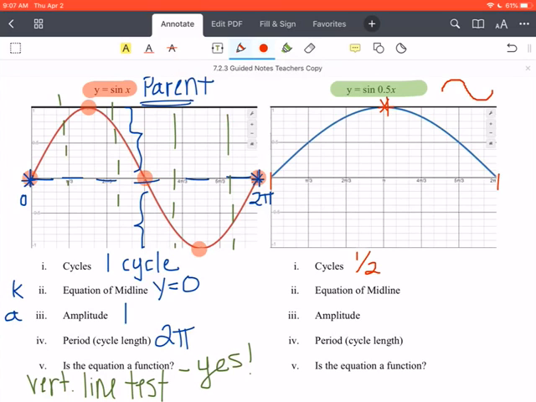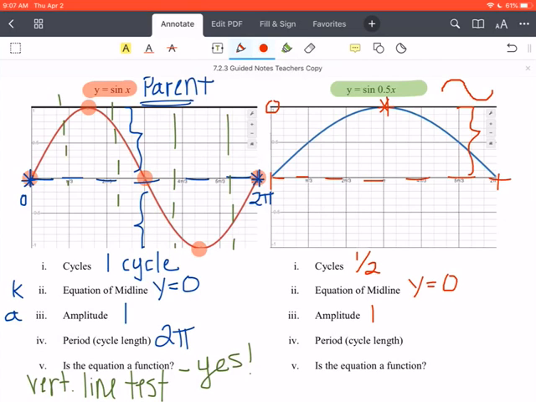Again, though, we do see the start of the peak and the end of the peak, so the midline still occurs on the x-axis, so we have y equaling 0. The amplitude, if we look at the height of the peak, what is that distance? It is 1, and again, we see no number in front of sine, so that is not shocking.